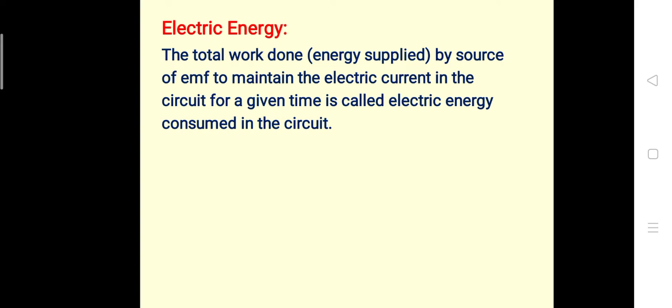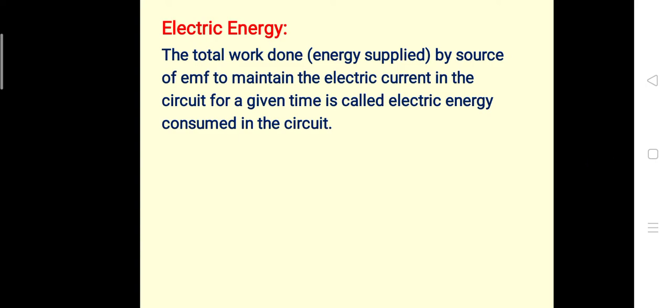Next topic is electric energy. The total work done or energy supplied by the source of EMF to maintain the electric current in the circuit for a given time is called electric energy consumed in the circuit. When current flows through a circuit, the source of EMF has to do some work to maintain the current in that circuit, and that work done is equivalent to electric energy.